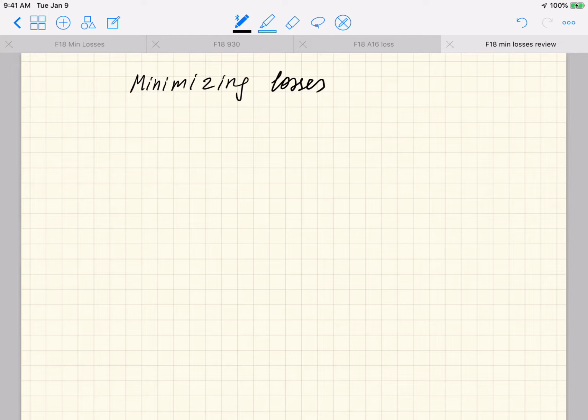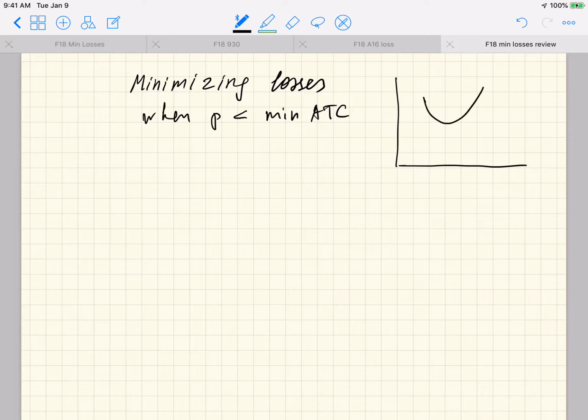When do we have to deal with losses? We have to deal with them when price drops below minimum ATC. Basically on this graph, this is ATC. So if price drops below minimum ATC, it means there is no way to pick Q that will allow us to make money. ATC always will be larger than price, so profit, P minus ATC times Q, will always be negative.